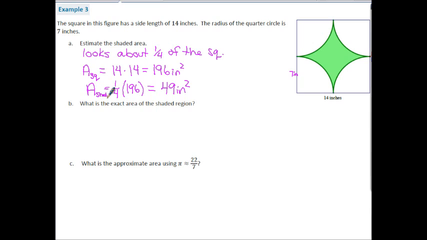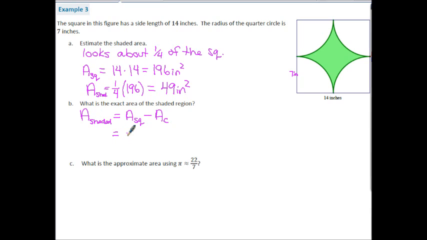Part B says, what is the exact area of the shaded region? So we want to find the exact area. So area of the shaded is equal to, now let's think about this. We would first take the area of the square and subtract out. Remember we said that each one of these is a quarter of a circle? So if I'm going to take these out of the picture, 4 quarters equals 1 whole. So we're going to find the area of 1 circle and subtract that out, and that's going to leave us with the shaded area.